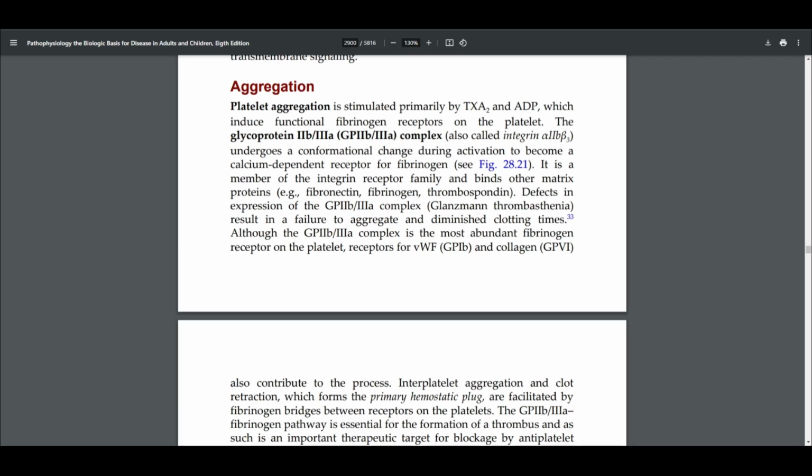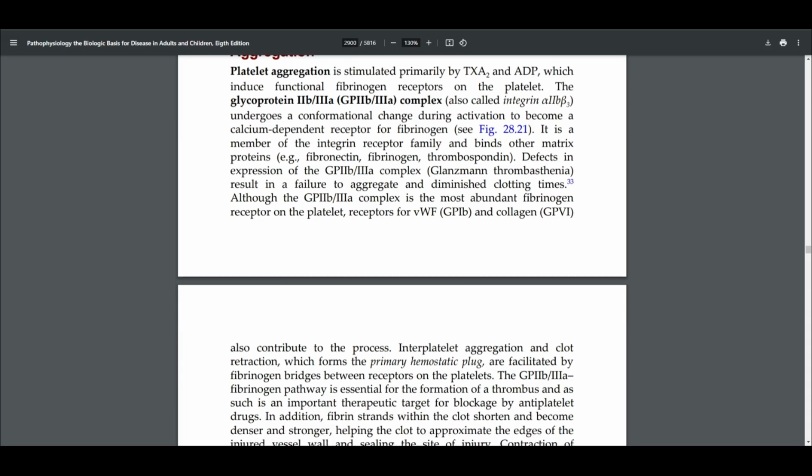Defects in expression of the GP2B3A complex, also known as Glanzmann thrombasthenia, result in a failure to aggregate and diminished clotting times. Although the GP2B3A complex is the most abundant fibrinogen receptor on the platelet, receptors for von Willebrand factor and collagen also contribute to this process.